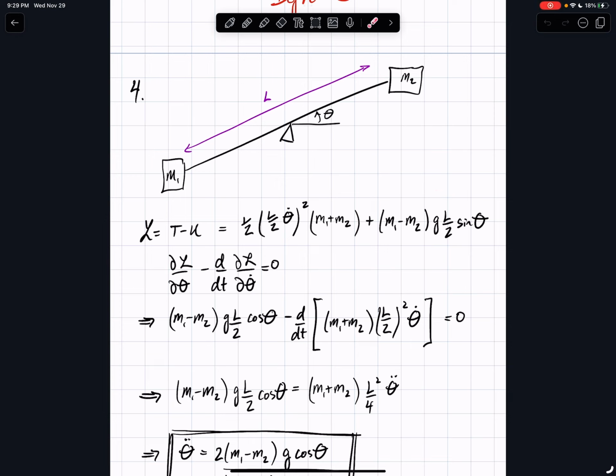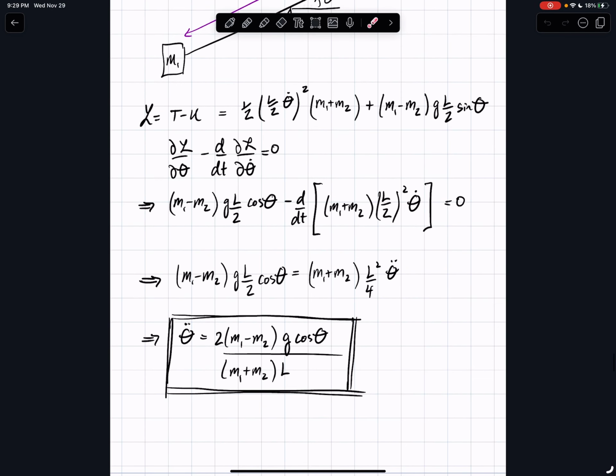Taking the partial of L with respect to theta, you get this first term here. And taking the partial of L with respect to theta dot, you get this term here in the square brackets. Taking the time derivative of that, you get a theta double dot. And if you rearrange things, the formula for the motion is theta double dot equals 2 times the difference in masses, g cos theta, over the total mass times L. And if you move this L over to the other side, you'd have an L theta double dot.